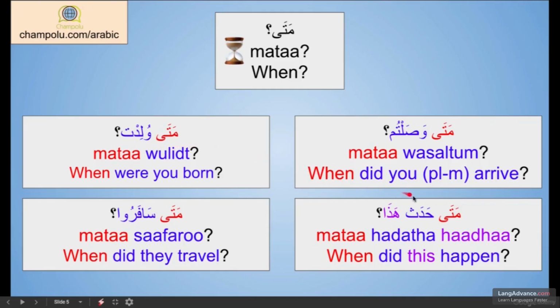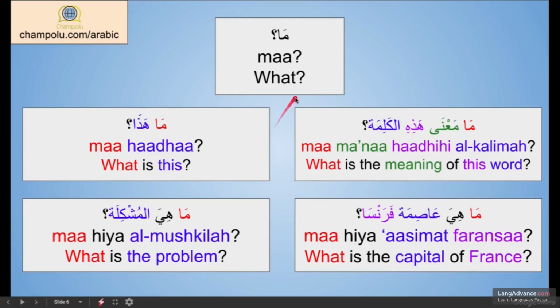We can ask something like متى حدث هذا? When did this happen? Or you can say متى سافروا? When did they travel? And then you can use ما, which means what, and let's see some examples here.